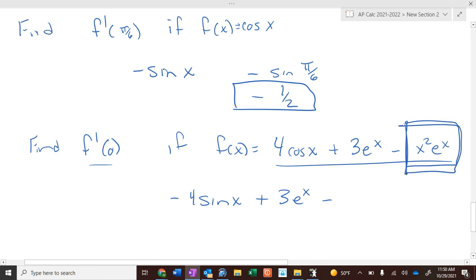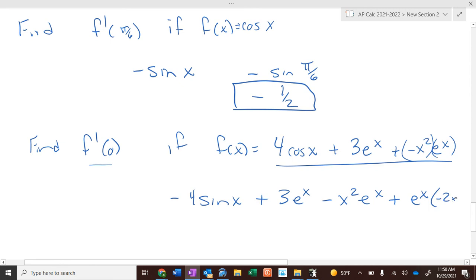Oh, you gotta multiply things. Product rule. So we got to go boom, boom, boom. Negative, because it was minus, so I go plus a negative. So it's going to be the first times the first derivative of the second plus the second times the first derivative of the first. And then we plug in the 0.